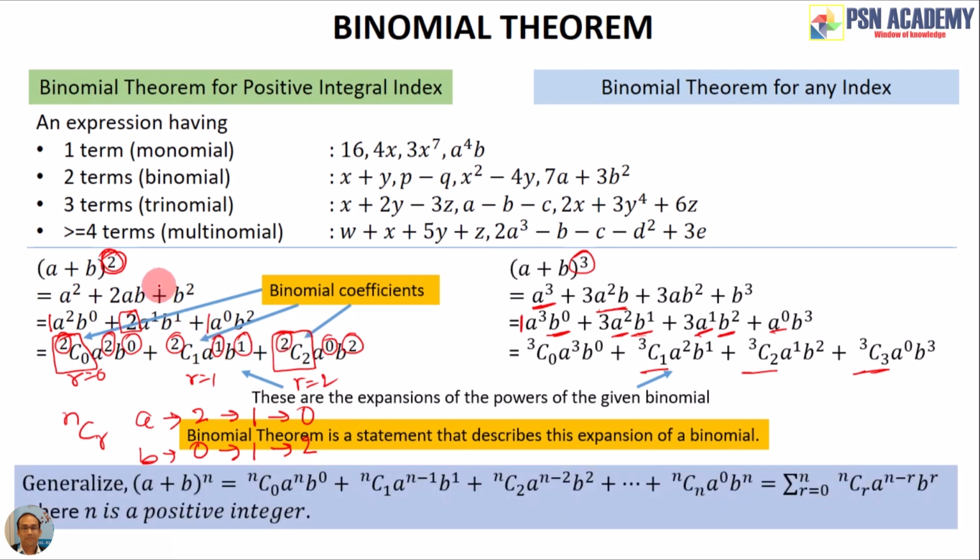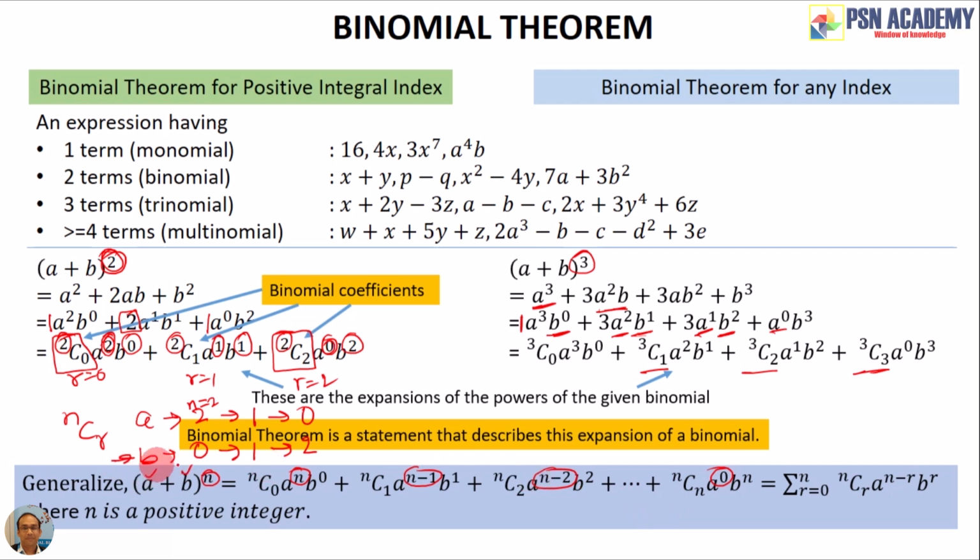So if we generalize, now what we got, the power is n, and the first term is a, the second term is b. Then of course it's nc0, a raised to n, b raised to 0. You see here, a starts from n and goes to 0, right? That means this one is n equal to 2. So a starts from 2, then goes to 1, then goes to 0. So that's why a starts from n, then it goes down by 1, that is n minus 1. Then it further goes down by 1, that is n minus 2, and it ultimately reaches 0.